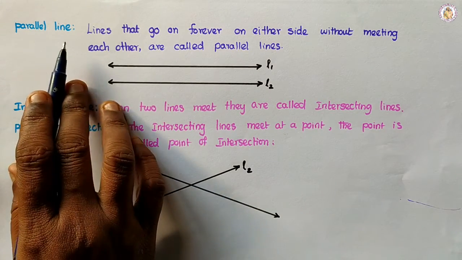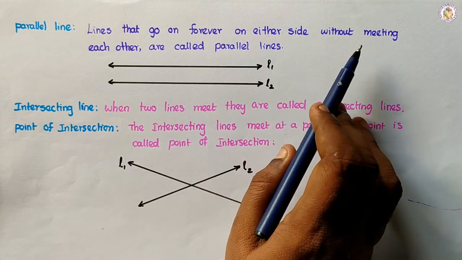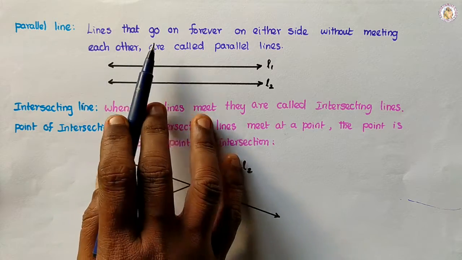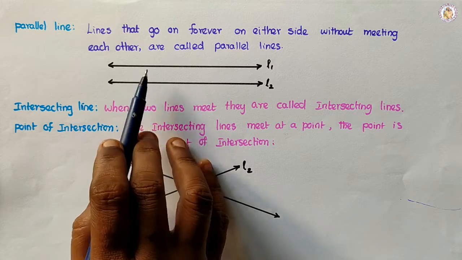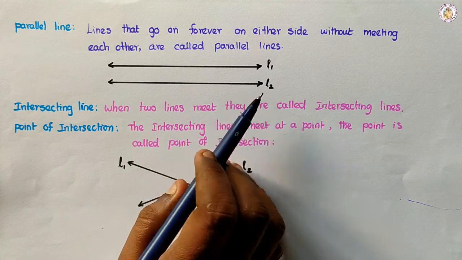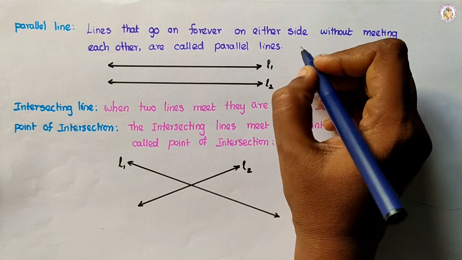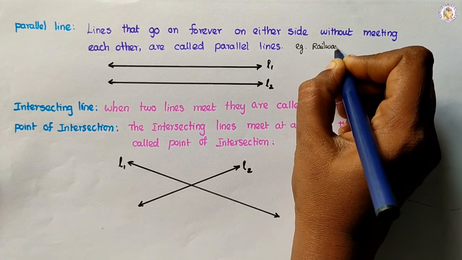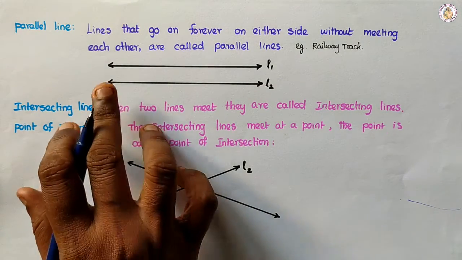Next one, parallel lines. Lines that go on forever on either side without meeting each other are called parallel lines. So L1 and L2 are parallel lines. An example of parallel lines is a railway track. That is the parallel line.